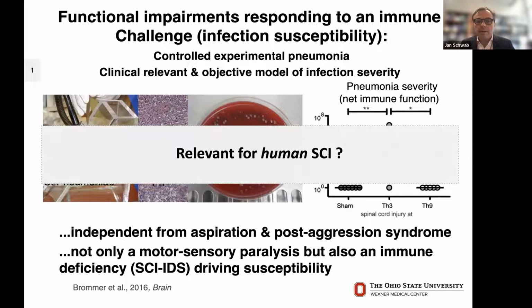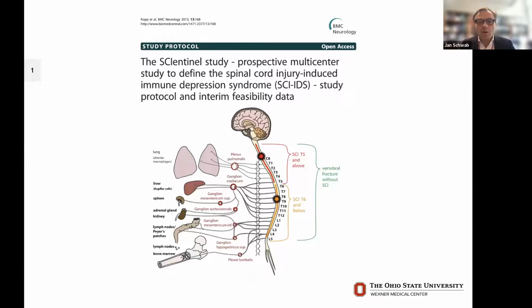Well, this is a mechanistic study done in animals. Is this relevant for human SCI? And to study that further, already quite some time ago, we launched the Sentinel study, which is a prospective study comparing signs of immune suppression with actual development of infections. And we compare patients with high thoracic injuries with those with low thoracic injuries, and furthermore to patients with vertebral fractures alone without any affection of the spinal cord.